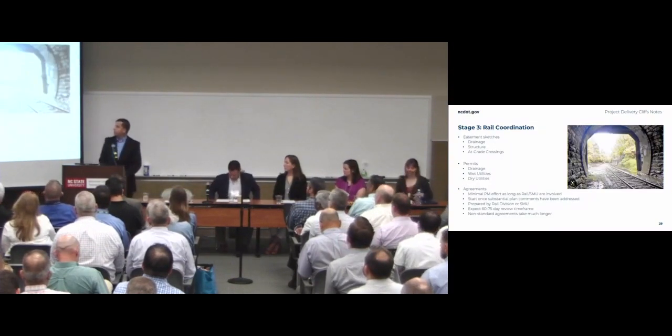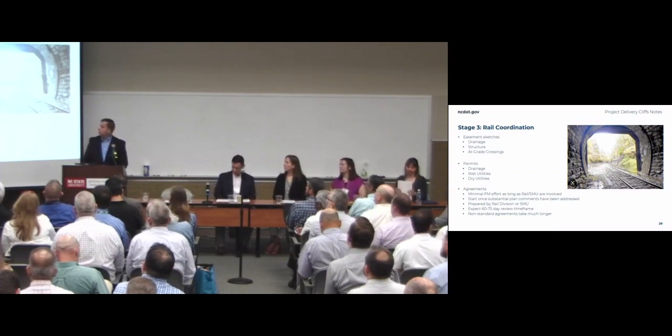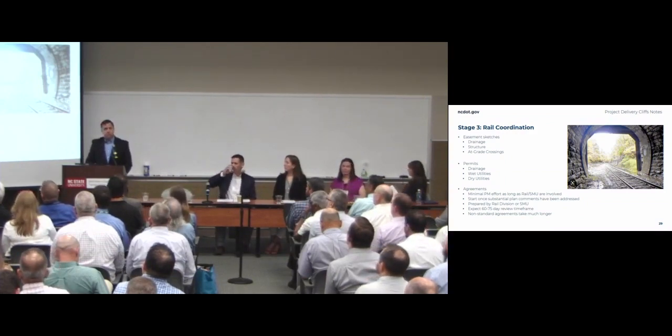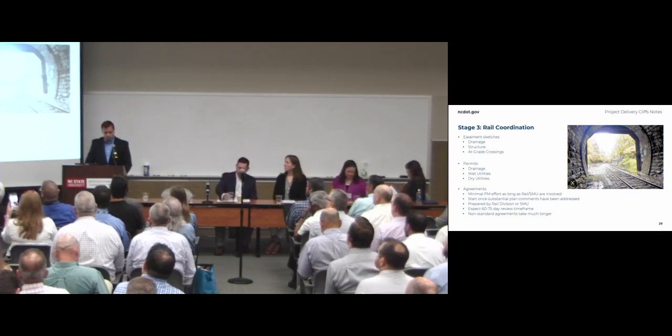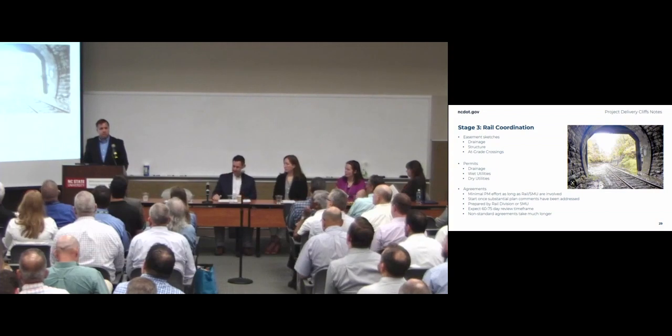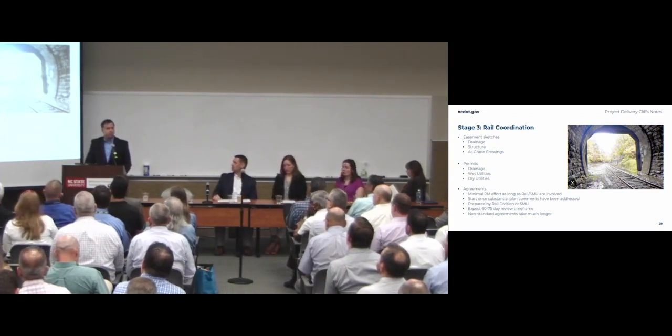All right, stage 3 rail coordination. First step off is easement sketches. With this is drainage structures and at-grade crossings. These are legal documents, documents and plats that are generated by location and surveys with the assistance of project managers and project consultants.